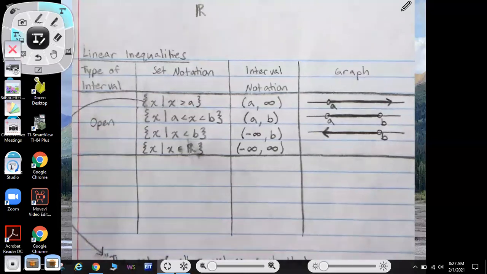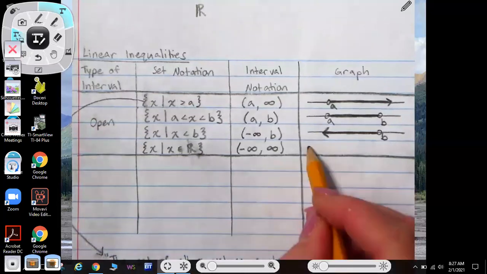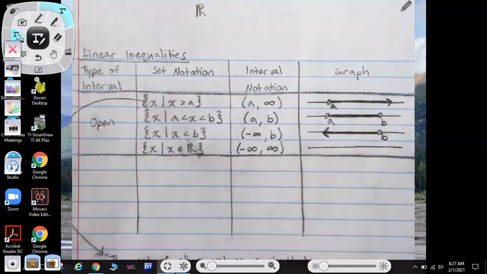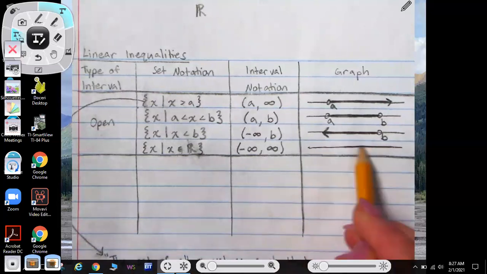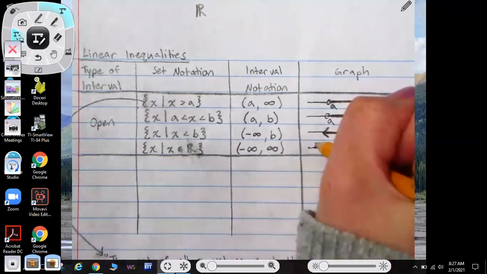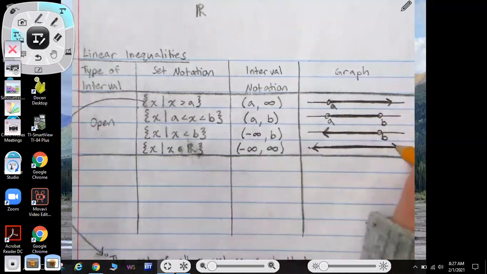So the graph on this one looks a little bit weird. We have our number line. We need to shade all of the numbers on the number line. So we shade the majority of the line, and we're going to draw arrows on either side to show that the shaded region should actually go all the way to negative infinity and all the way to positive infinity.